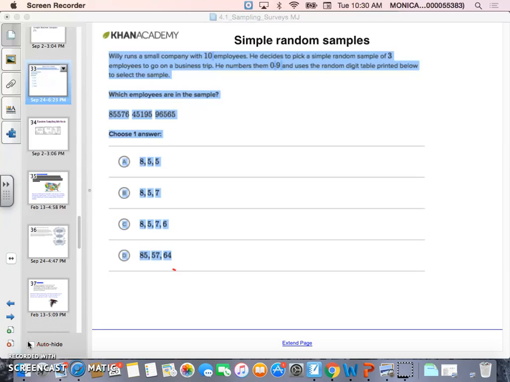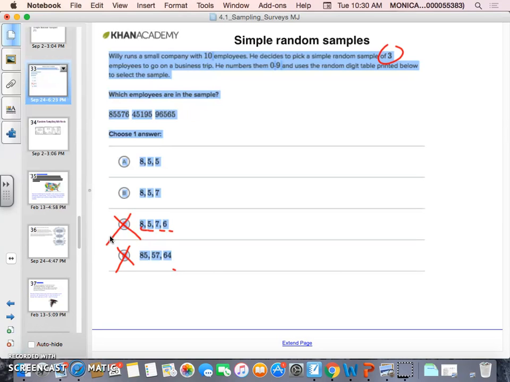Well, before I even get started, I can automatically eliminate answer choice C. And the reason I can do this is because there are 4 numbers in the sample, but Willie's only taking 3. I can also eliminate D because these numbers are also outside of the sample. I'm numbering each employee with the digits 0 to 9. So my answer choices are A or B.